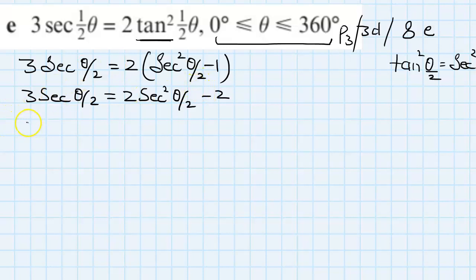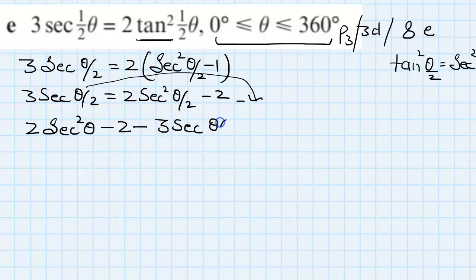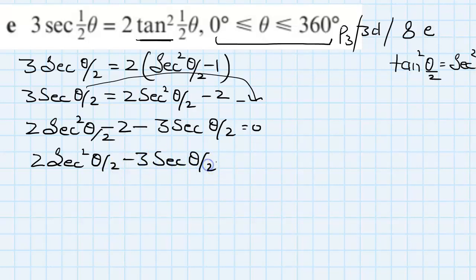So my equation is 2 sec square theta, minus 2, and this one I am going to take to this side, so the sign will be minus, so that is minus 3 sec theta over 2 is equal to 0. So I can write it as 2 sec square theta over 2, this is theta over 2 in all cases, minus 3 sec theta over 2 minus 2 is equal to 0.